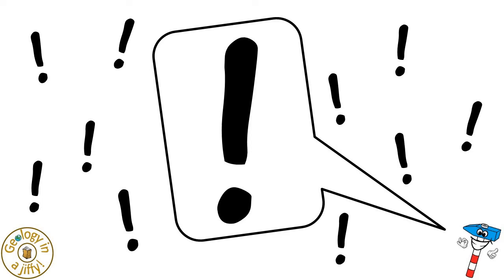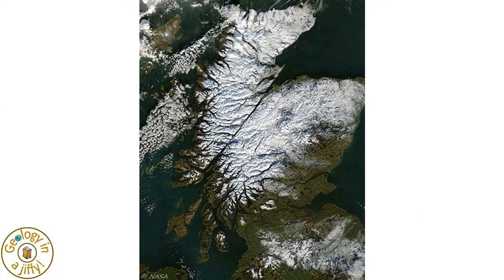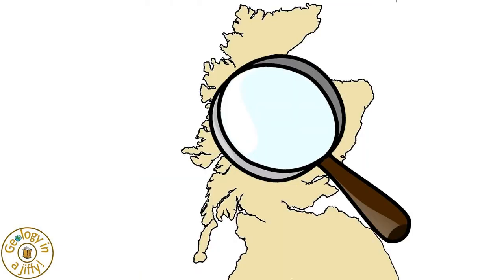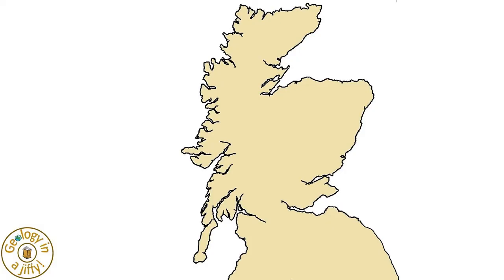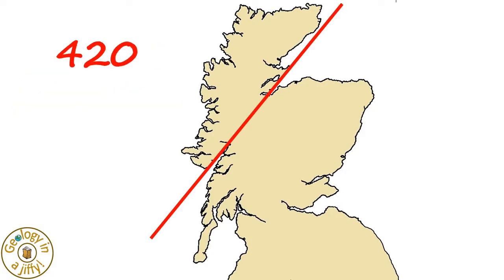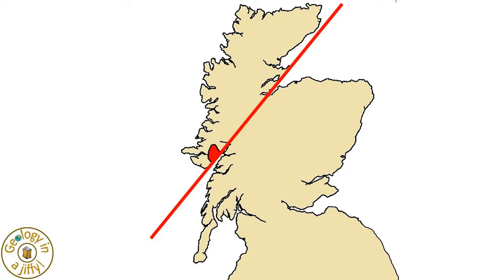That's amazing! A famous example of a strike-slip fault is the 150-kilometre long Great Glen Fault, the most prominent fault in Great Britain, which cuts diagonally across Scotland. If we look at this fault more closely, we see the fault has helped shape the coastline. A granite intrusion, aged about 420 million years old, outcrops along the fault, to the north of the southwestern end and to the south further northeast along the fault.